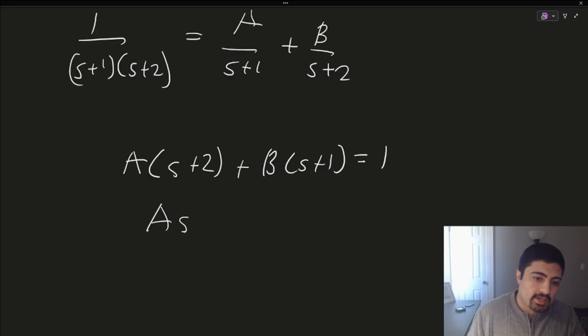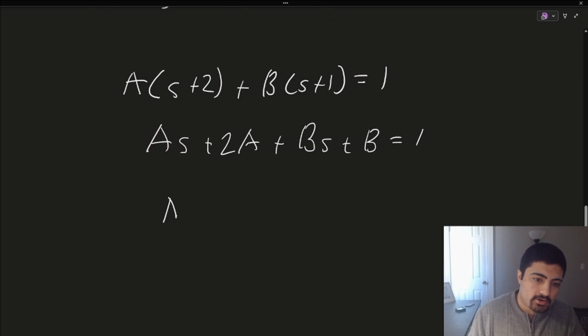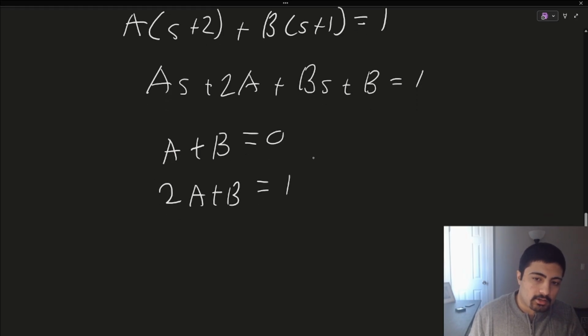So we know that As plus 2A plus Bs plus B will be equal to 1. This gives us a system of equations where A plus B equals 0 because we have no s terms, and 2A plus B will be equal to 1. And we know that the first equation implies that A equals negative B. So when we see A, we can plug in negative B, and we're going to have negative B equals 1.